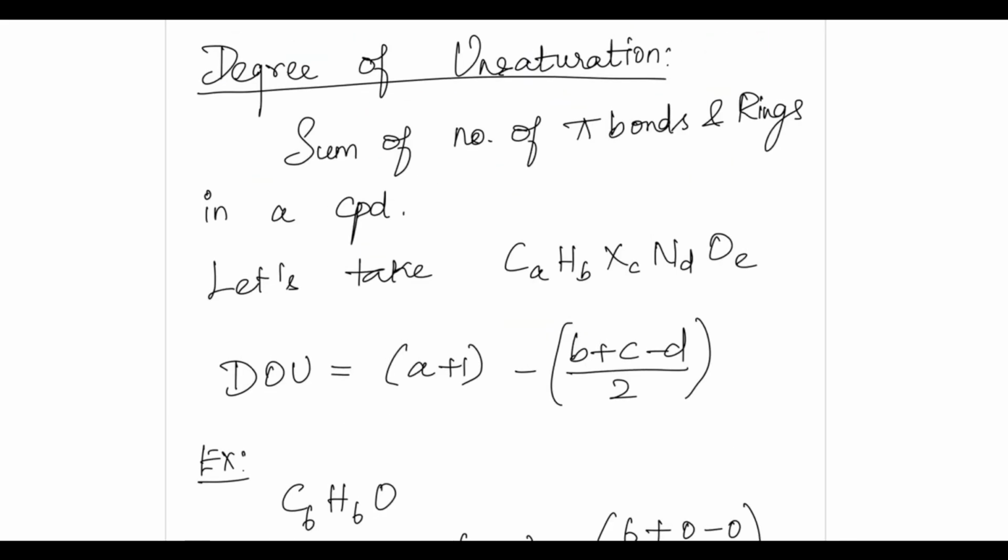Degree of unsaturation, sum of number of pi bonds and rings in a compound, we can find it using this formula. That is A plus 1 minus B plus C minus D divided by 2. So here ABCD represents C, H, X, N, so you can remember CHX, NO. Haloalkenes, no. So CHX, NO.